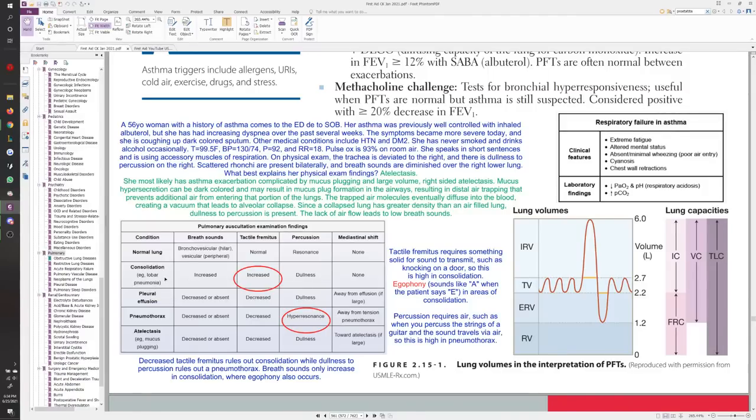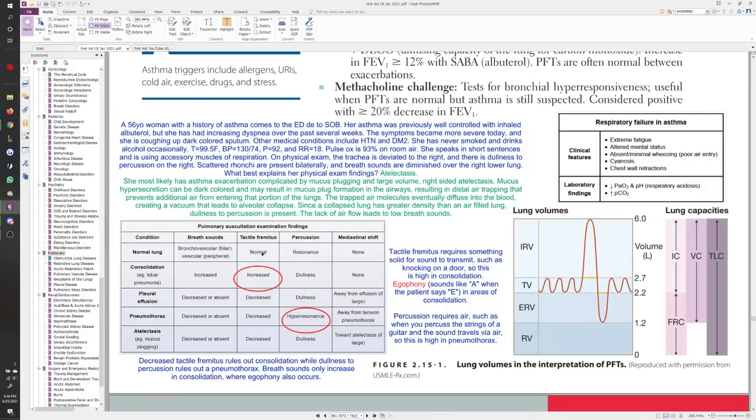But the better way to identify consolidation is tactile fremitus. Tactile fremitus is just knocking on something, and the only time that sound is going to be loud is if you knock on something solid, right? If you're knocking and there's consolidation, that's going to cause increased tactile fremitus. Otherwise, tactile fremitus is always going to be decreased in any of these other things, right?